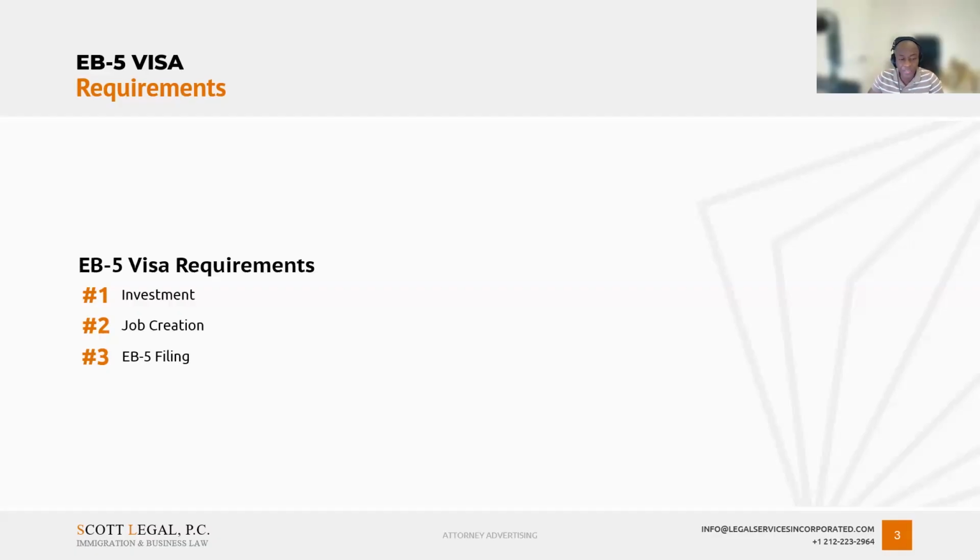This is a fairly objective program. Some other programs like E2 use words like significant investment or marginality for creation of jobs. But EB-5 is very specific. They have very specific dollar values that they are looking at and very specific job creation numbers. And the other thing that we're going to talk about in this presentation are the filing requirements and what exactly is required when you're filing an EB-5 case.